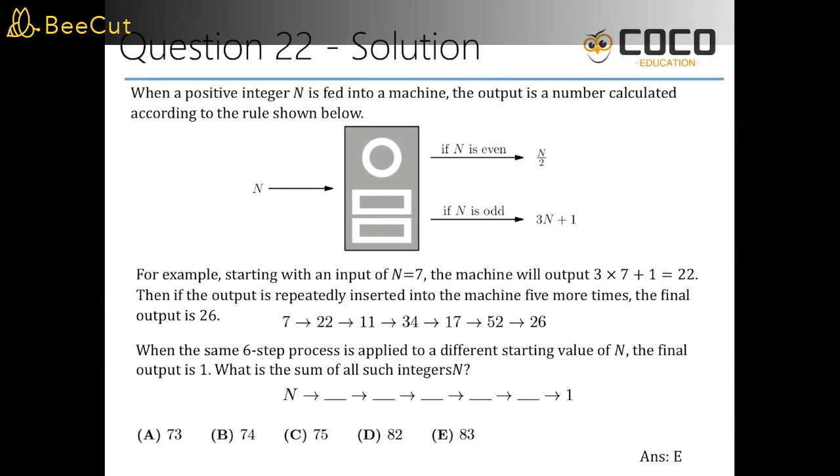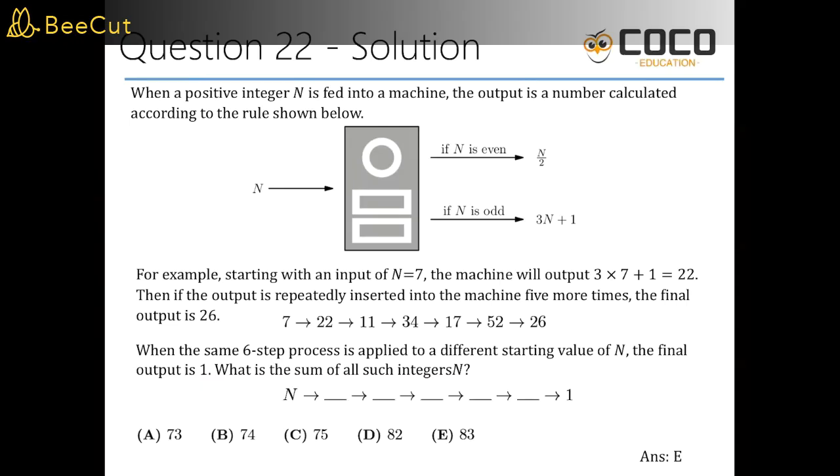Question 22. In this question, when we input the number n, they will check if n is even, the output will be the number divided by 2. If n is odd, the output will be 3 times n plus 1. So after 6 steps, the final number is 1. They want to find the sum of all such integers n.